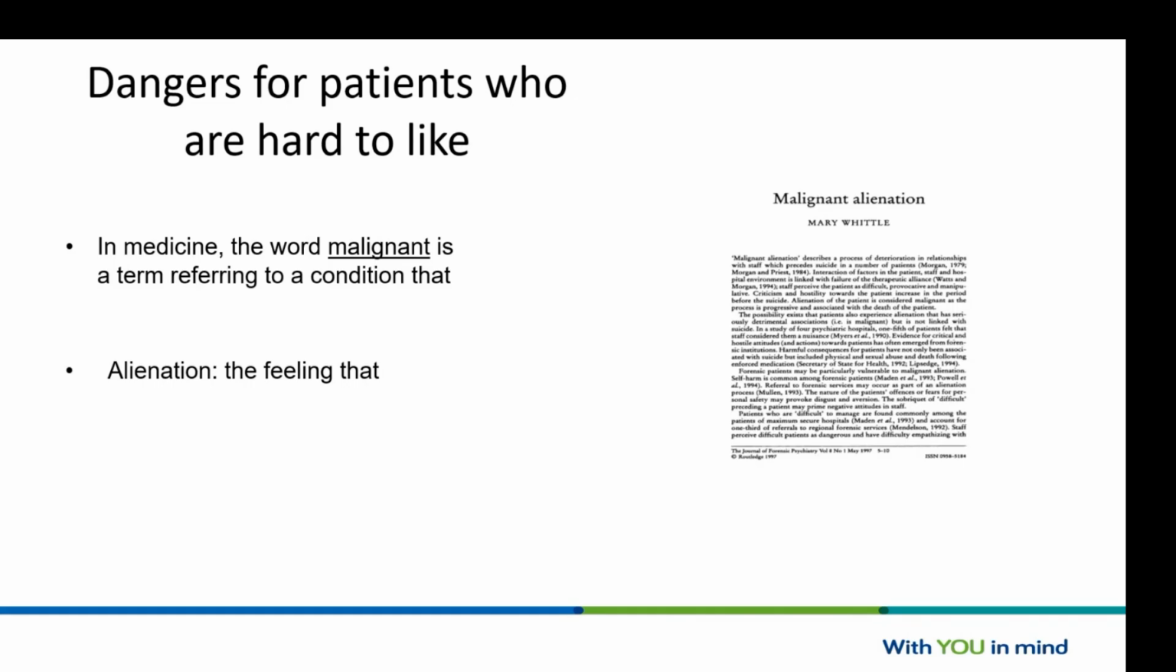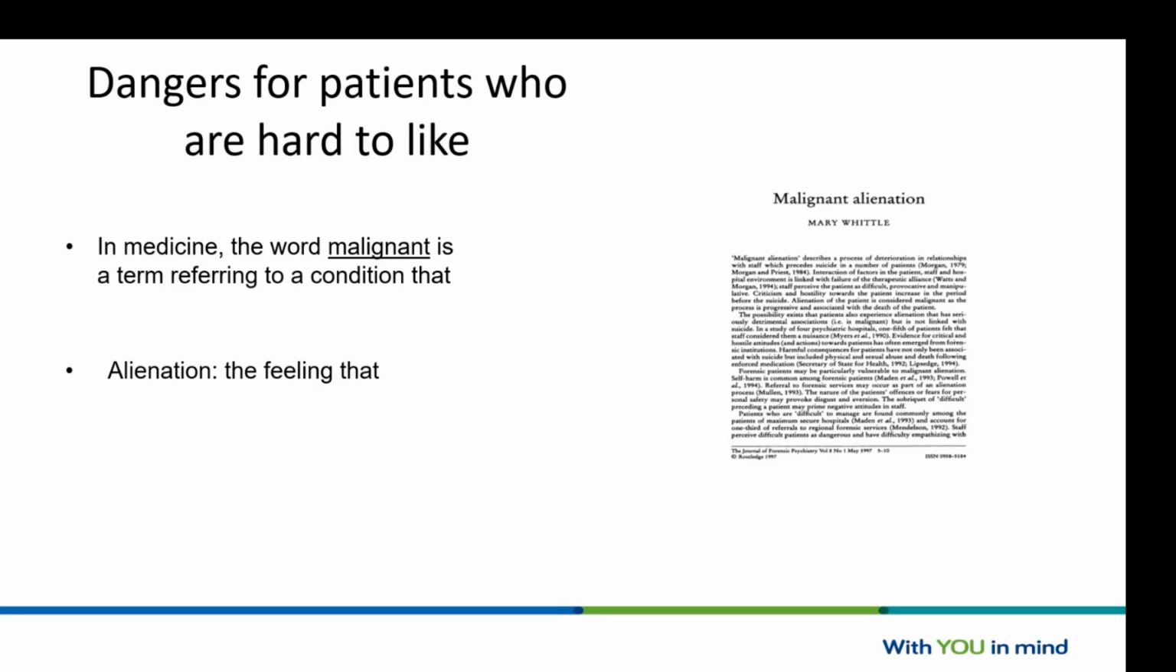Our job is to try and support them to develop these new adaptive ways of coping and making the right decisions in life. But malignant alienation, yeah. When we start to lose that empathy and compassion, that compassion fatigue with the person, as it says, it's malignant. This can be passed on to other team members as well.